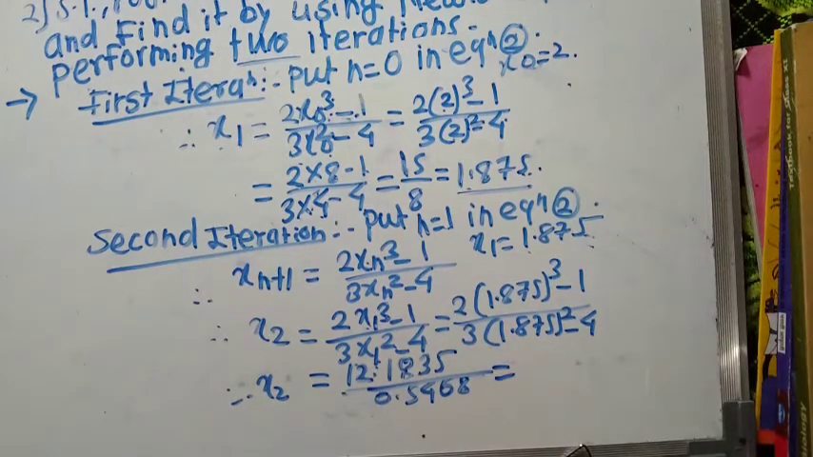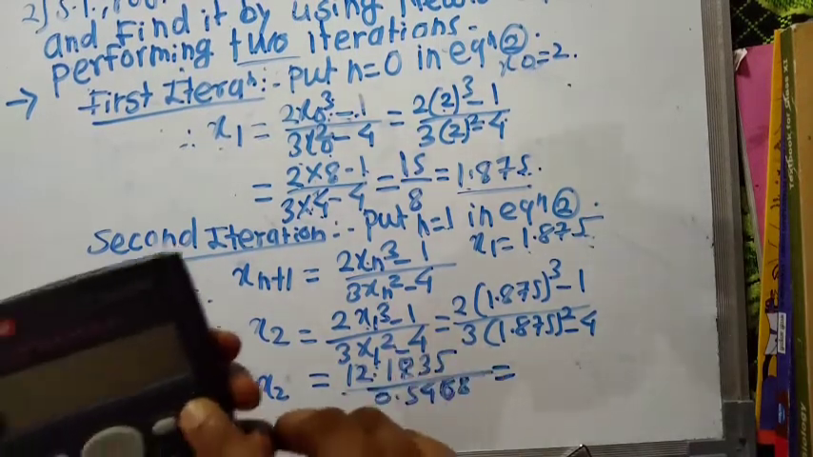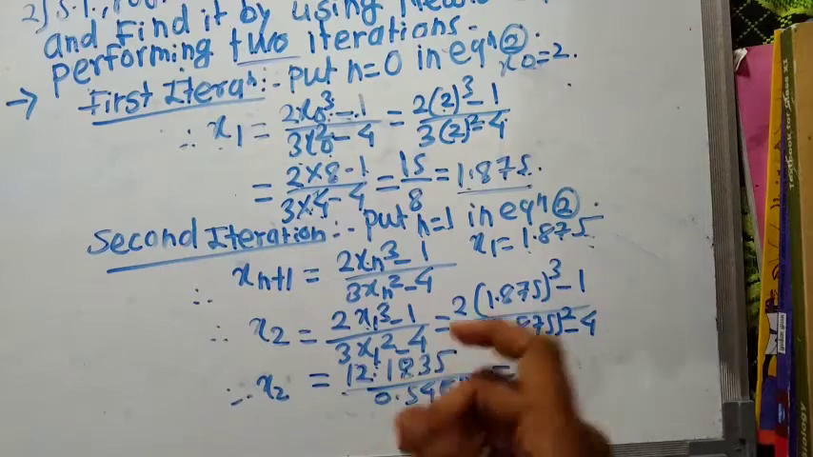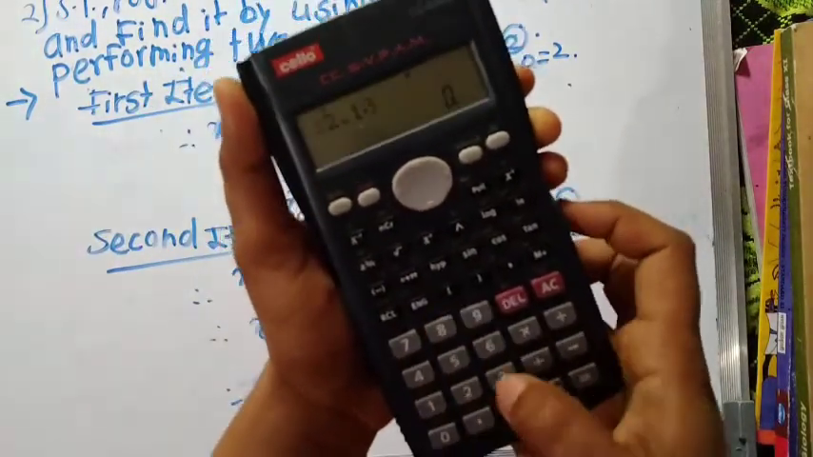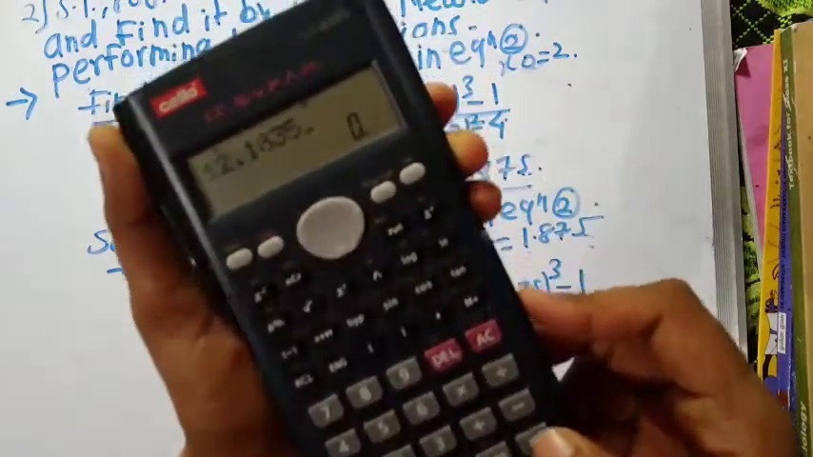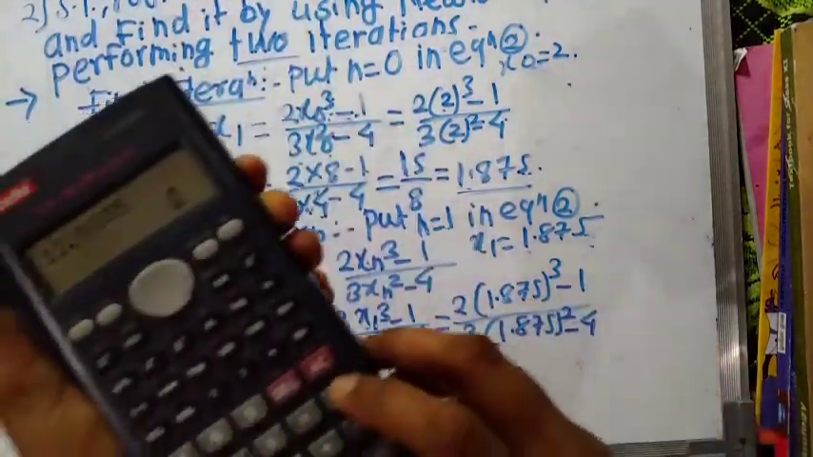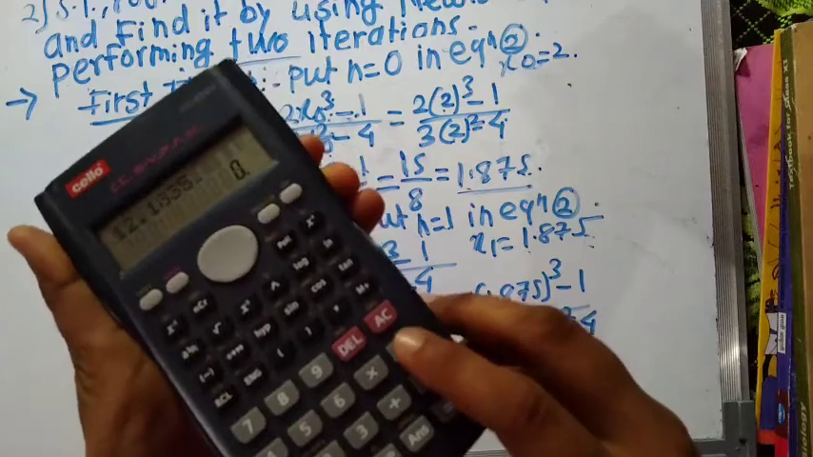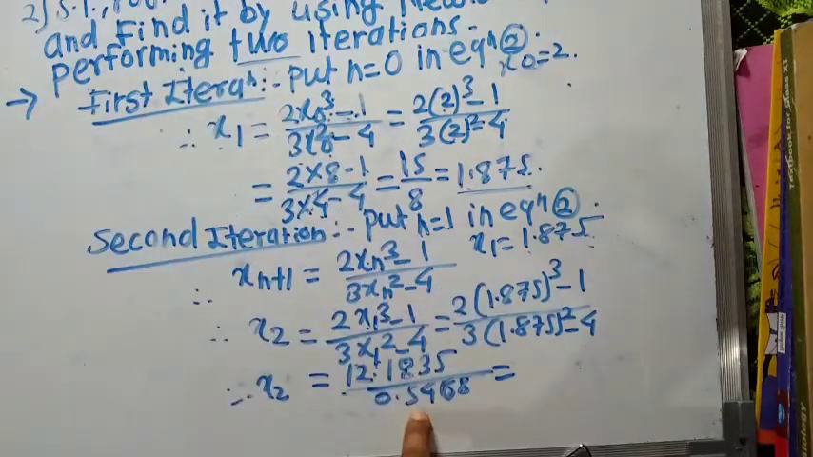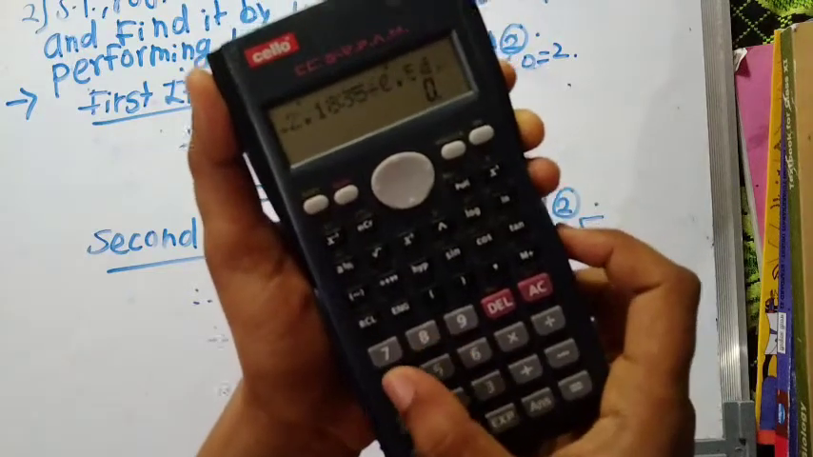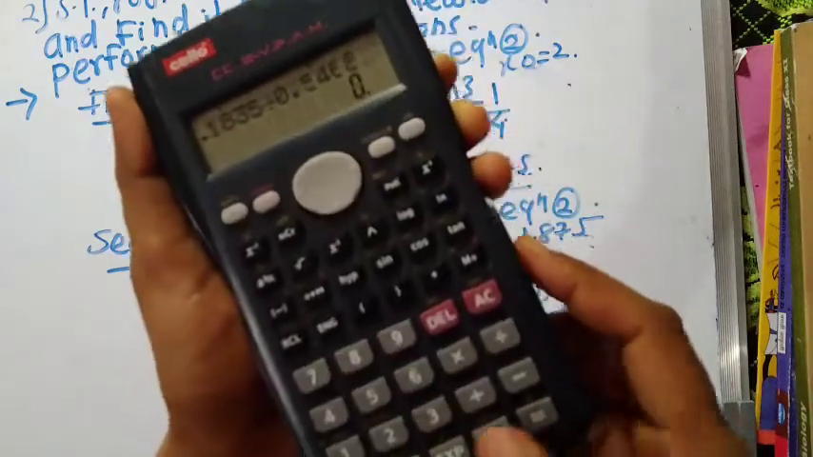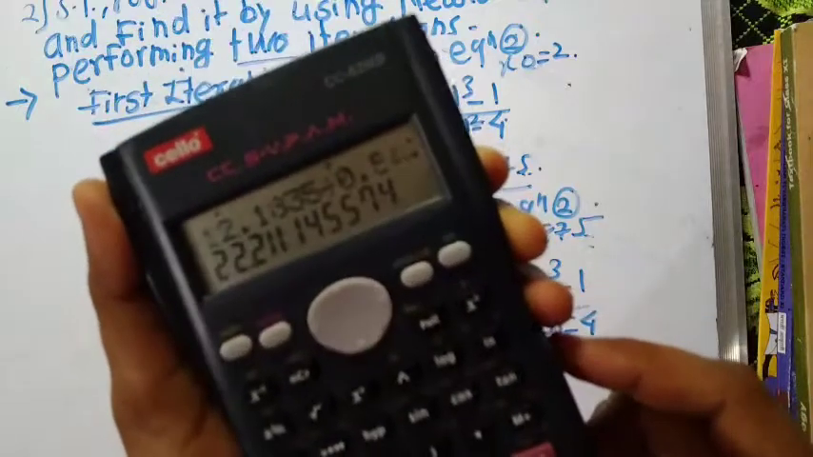So divide 12.1835 by 0.5468, which is equal to 2.